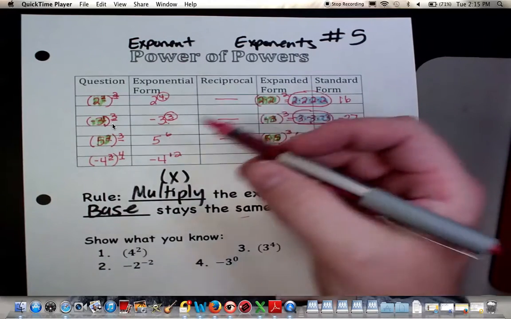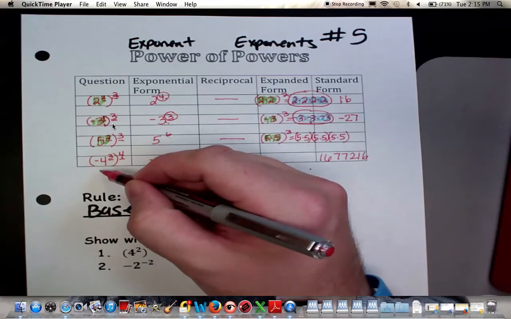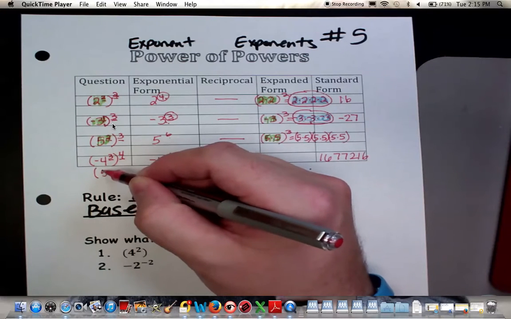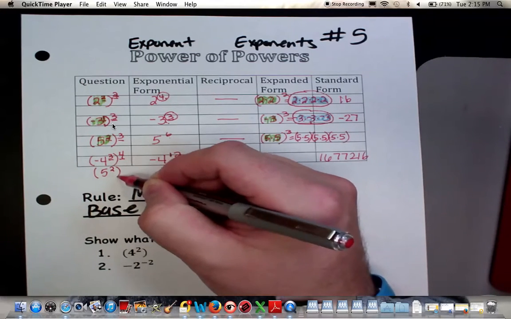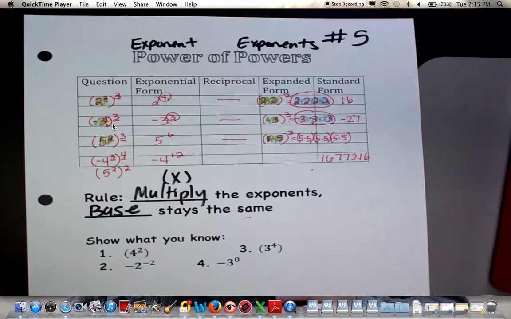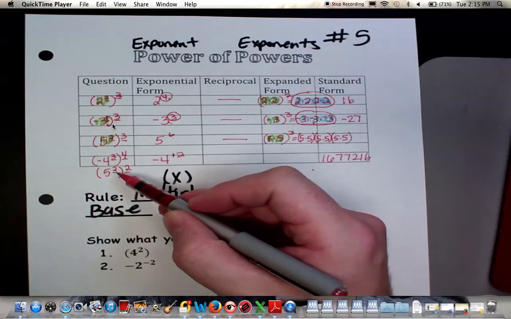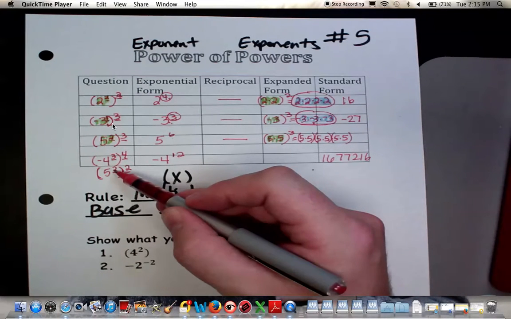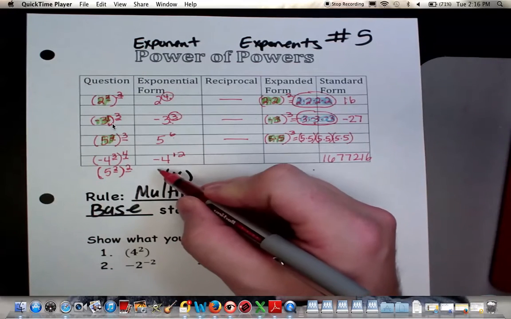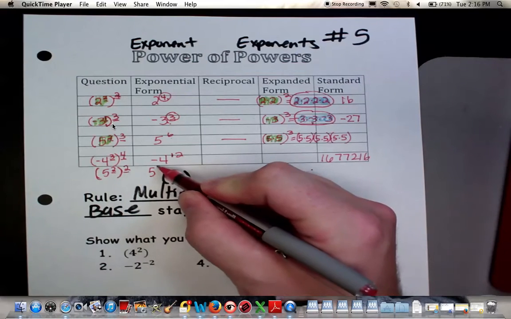I'll try one more with you just to show you. Let's do 5 squared to the second power. I want to write that in exponential form. I recognize that this is a power to a power, or an exponent to an exponent, so I'm going to multiply. 5 is my base, and 2 times 2 is 4.